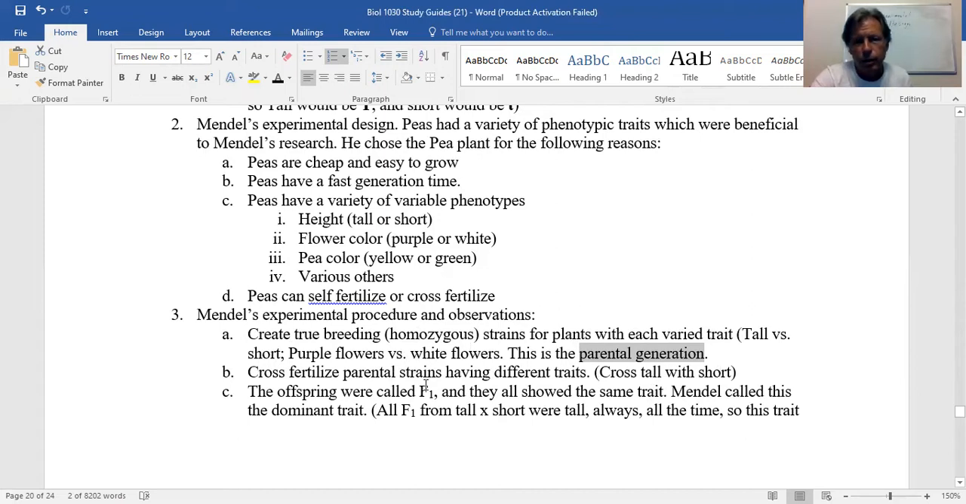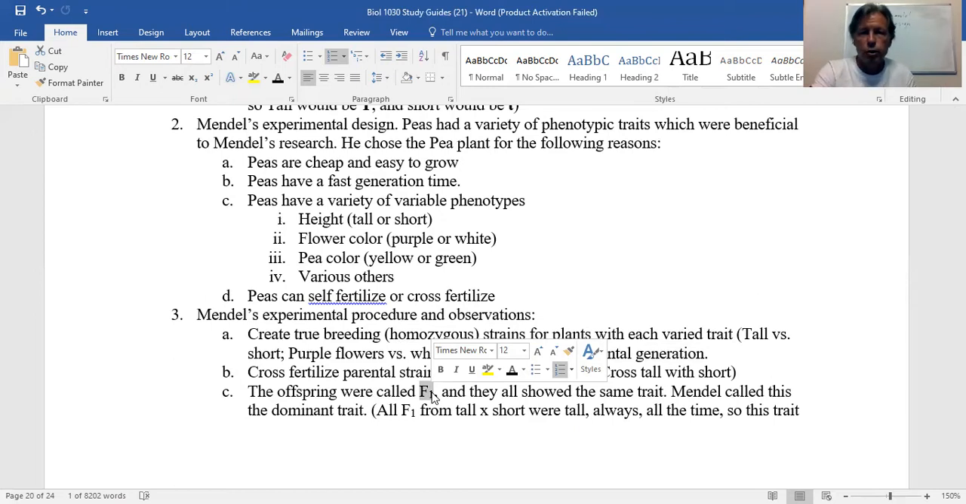He calls these, and we'll have to follow this to make sure that we know which generation we're talking about. We start with cross-fertilizing the parental generation, right? And what we get is F1. Now, why does he call it F1? This is from the word filial in French. If you speak French, fils is child, fille is girl, right? Filial means family.